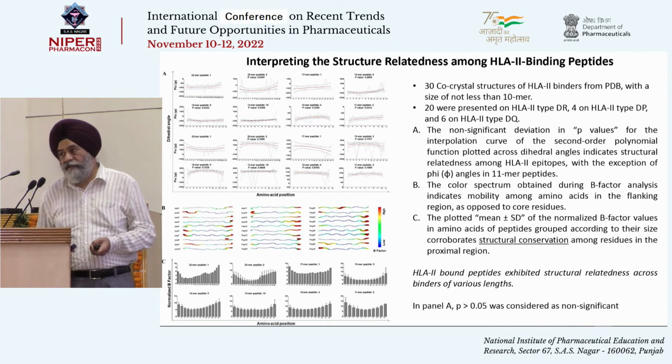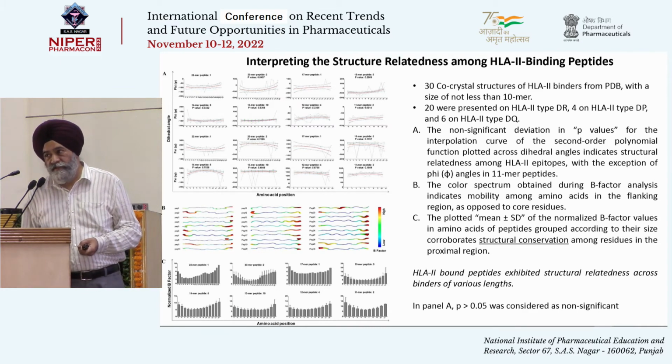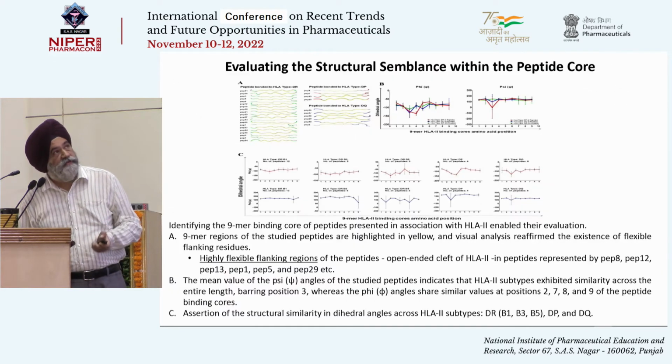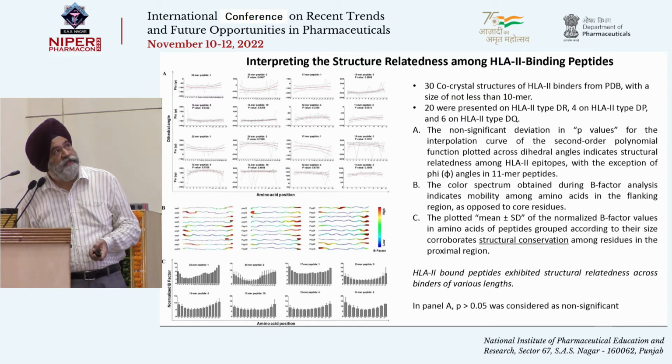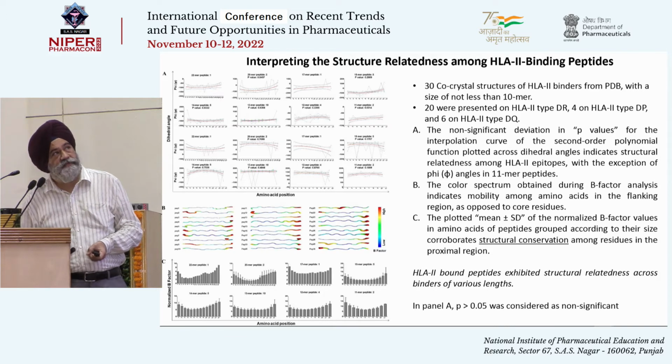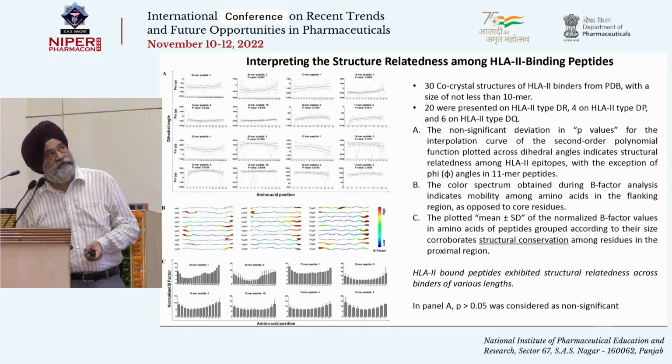What we did is we looked at the crystal structures available for immune receptors for which we have HLA binder structures co-crystallized with peptides. There are about 30 co-crystal structures available in the PDB with peptides of not less than 10-mers. We wanted something bigger. This is the classical size of the peptide which gets bound to HLA type 2. And 20 were presented on DR, 4 were presented on HLA type DP, and 6 were presented on DQ.